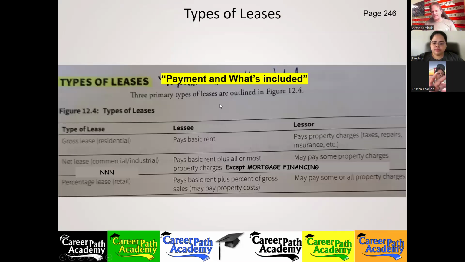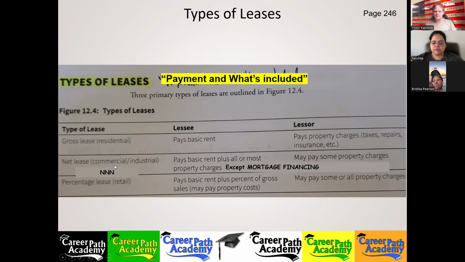so let's now talk about types of leases. When we talk about types of lease, so far we spoke of leasehold estates, the 4 types of leasehold estates. Now we're going to talk about the different types of leases, the contracts. We have a gross lease. Now, when we talk about the leases, we're talking about payment and what's included. A gross lease is common in residential. You could find it in commercial, but it's more common in residential, where the tenant just makes their gross payment. They make a payment, which pays the basic rent. And the landlord's responsible for all the property charges, taxes, repairs, insurance, and the like associated with the property.